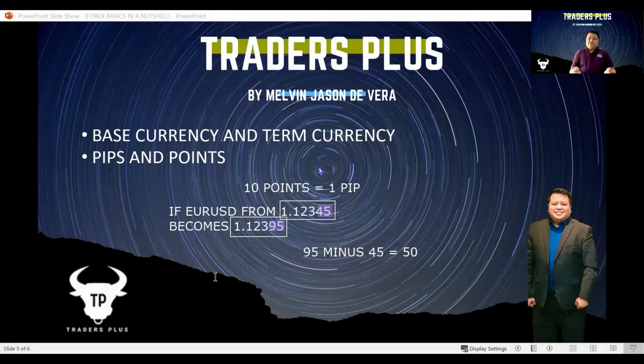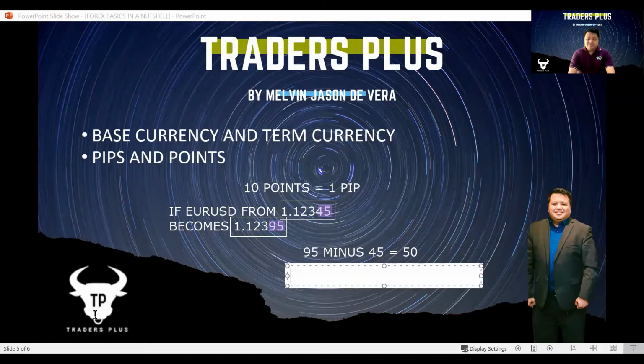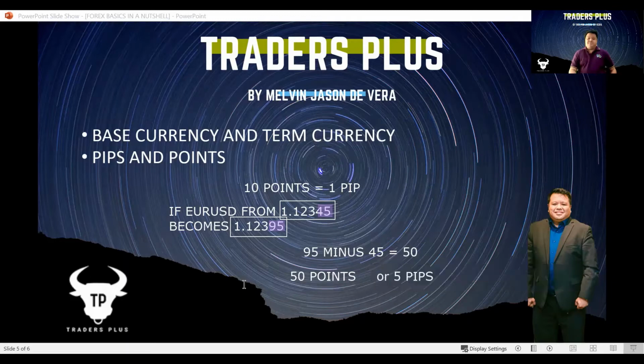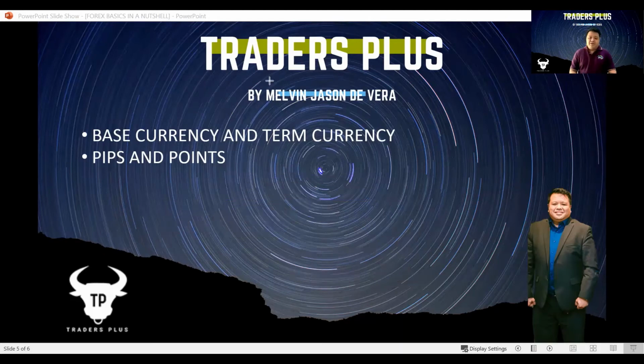Ang tanong, what is that 50? Is that 50 pips? Is that 50 points? Okay. The answer is 50 points. Or 5 pips. Okay? Paano naging equivalent ng 5 pips yung 50 points? Because 10 points equals 1 pip. Okay? Nakuha yun. So, kapag sa chart, okay, tumaas o bumaba yung price, minemeasure natin yung distance ng itinakbo in terms of pips. Okay? So, pag tinanong ka, ilang pips yung iginalaw?